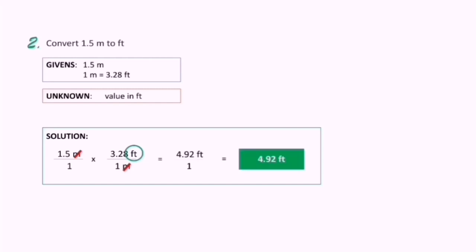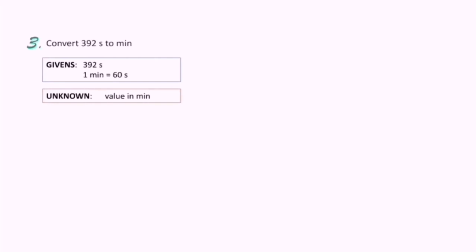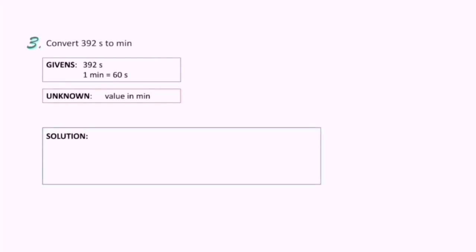Okay, so I'll be giving you a moment to solve for item number 3. So for this, you are going to convert naman 392 seconds to minutes. Well, even though I won't give you actually the givens, it's obvious that 392 seconds is our given factor, and you're going to convert it to minutes, and your table of equivalence is 1 minute is equal to 60 seconds. So our unknown is the value in minutes. I will be giving you another moment for you to finish this.